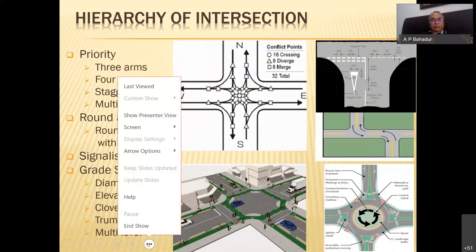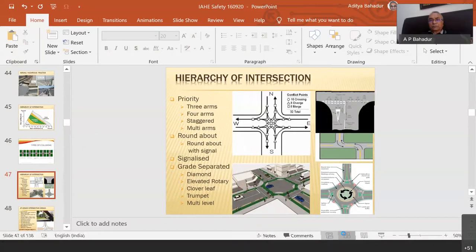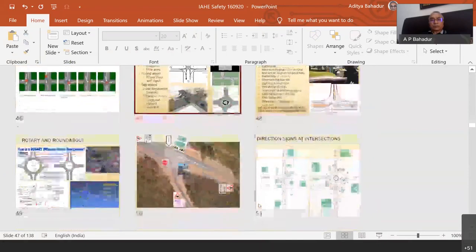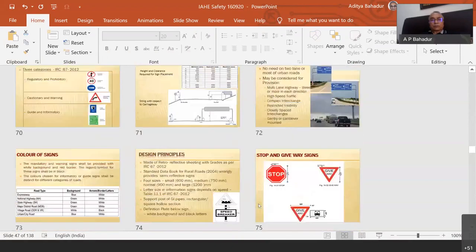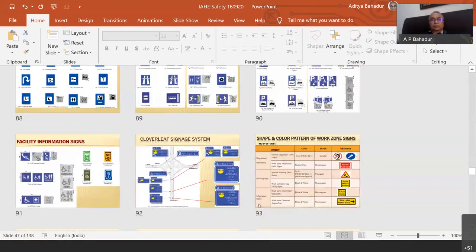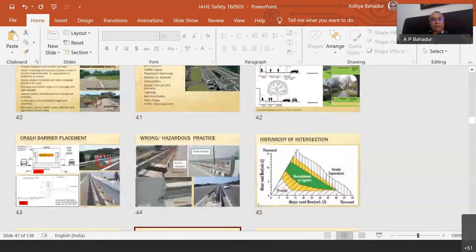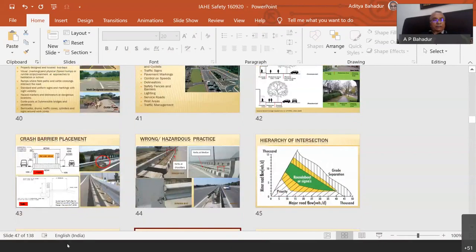One moment, there is some mix-up. Okay, I'll take some time because I think two slides have got missed. So just wait for a while.